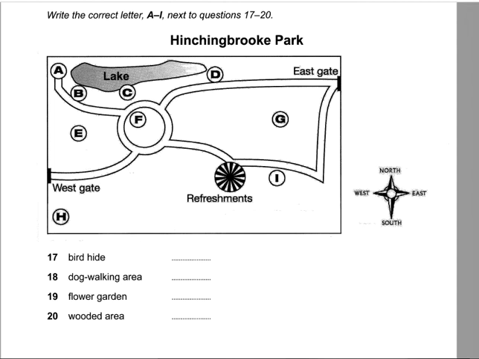Fairly close to where refreshments are available, there's a dog walking area in the southern part of the park, leading off from the path. And if you just want to sit and relax, you can go to the flower garden. That's the circular area on the map, surrounded by paths. And finally, there's a wooded area in the western section of the park, between 2 paths. OK, that's enough from me, so let's get on and have a look.